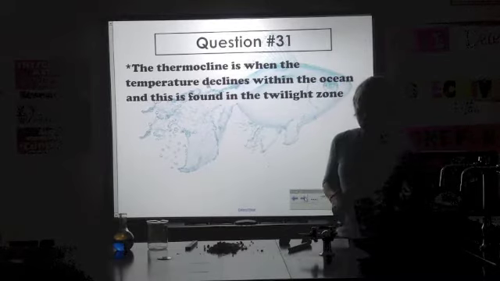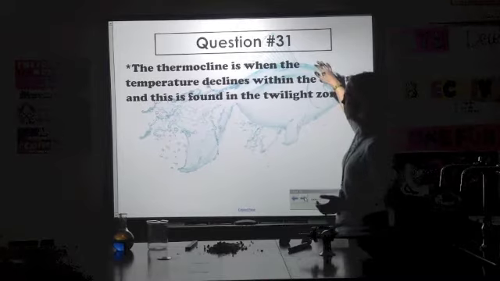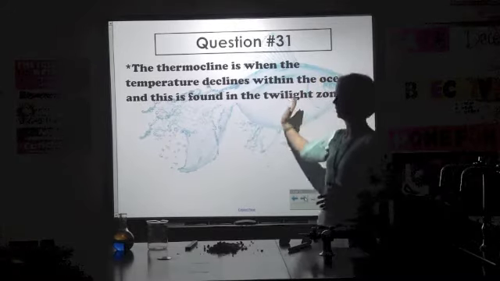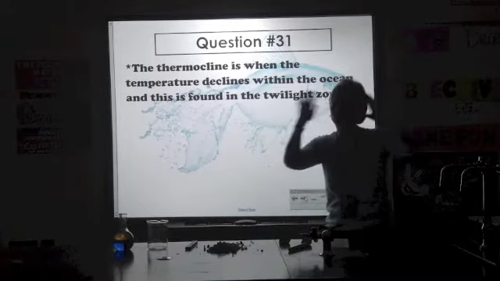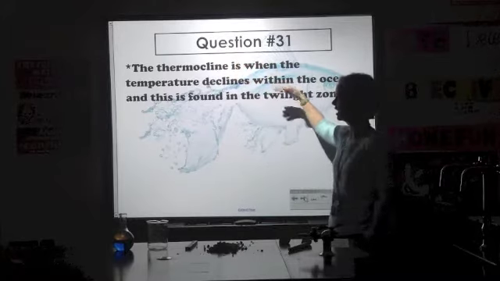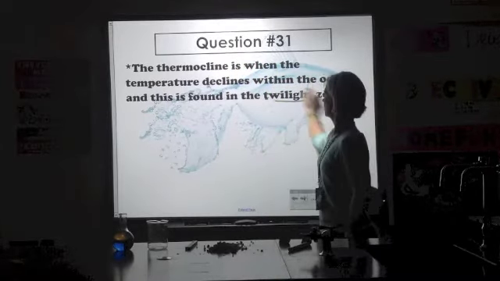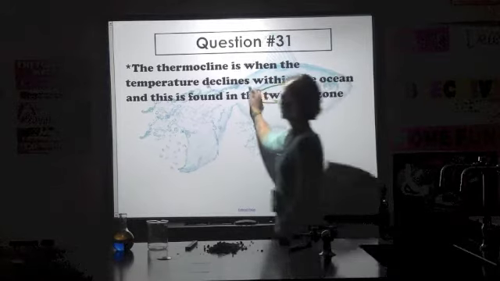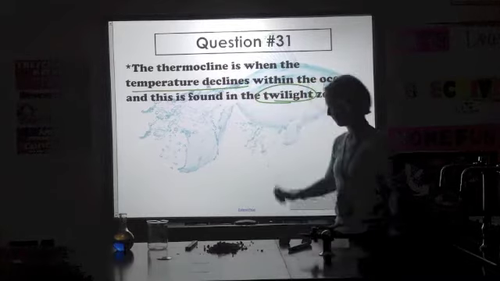All right, question 31. What is the thermocline and which light zone is it found? So the thermocline is an area within the ocean where the temperature starts to decline fairly rapidly. It's a zone. Kind of think of it like a zone. All right, it's a temperature zone though. That tells us that the temperature all of a sudden is going down quickly. Okay, and we find this in the twilight. Okay, so the temperature is declining in the twilight. That's our thermocline. Okay.